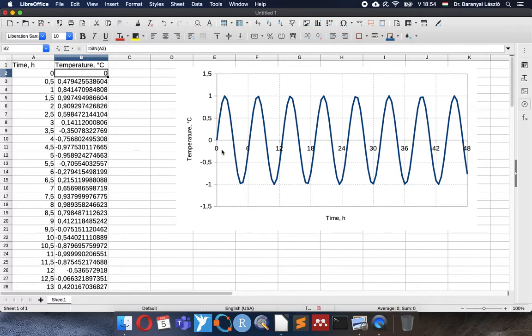And the problem with the figure is that this is a typical sine wave in the range of plus minus 1, and within 24 hours we have 4 peaks. So 4 times the sun is rising up. Of course, this is not good for us.